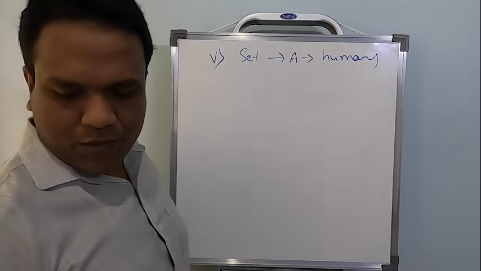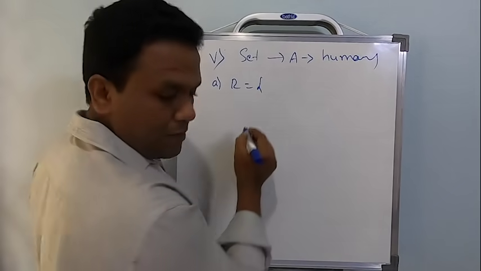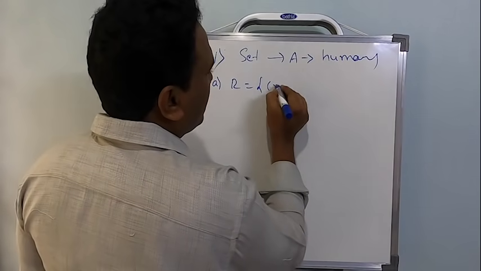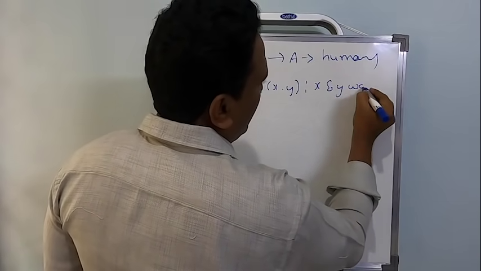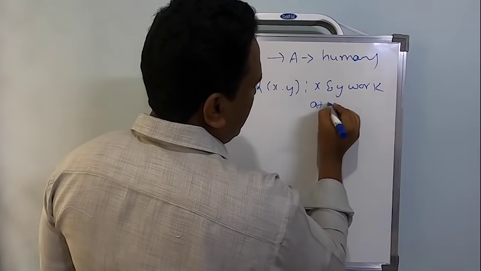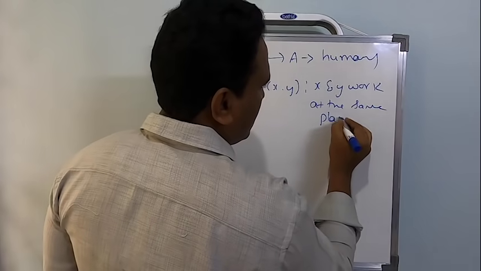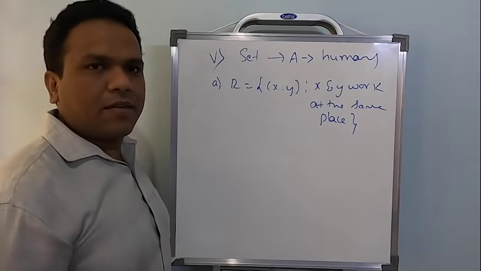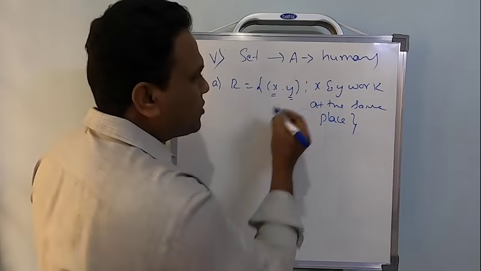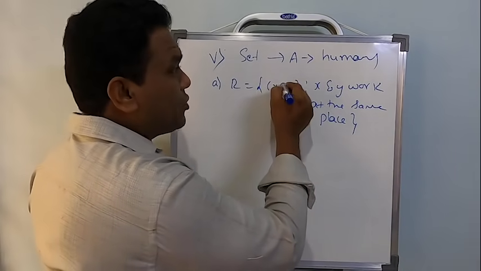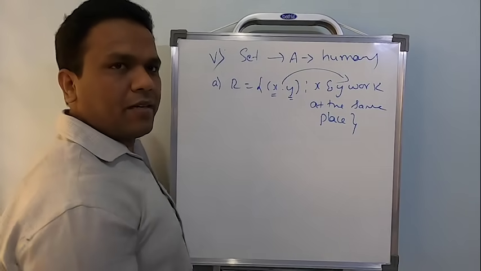Under that, the first one: R contains ordered pairs (x, y) such that x and y work at the same place. That means x is a human being, y is also a human being. If these two human beings work at the same place, then that will become one ordered pair of the relation.